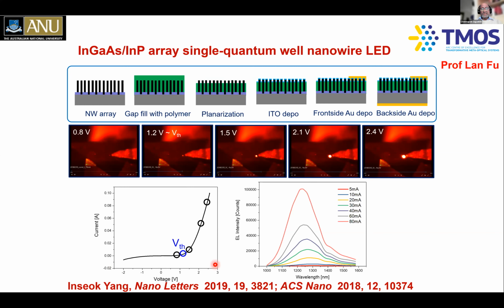We can see the IV characteristics showing that he is able to get nice diode-like behavior. And as he injects more and more current, he is able to show that the light emission intensity increases as a function of the injected current. In fact, you can see below the probe here a bright light emission from these devices. So why are we interested in these particular nanowire LEDs?